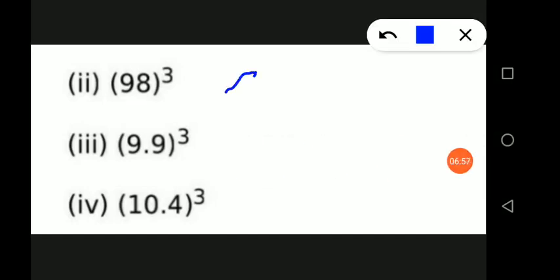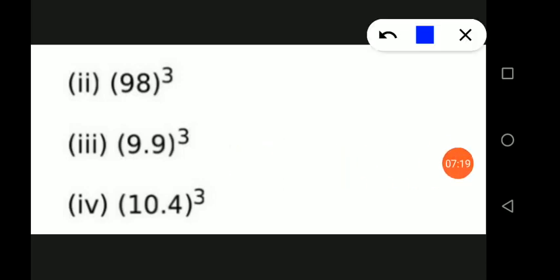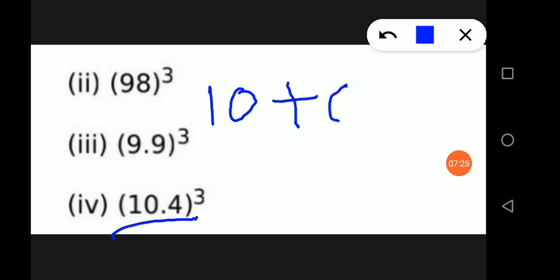In the third part, 9.9 can be written as 10 minus 0.1. So our A will be 10, B will be 0.1, and we will apply the formula A minus B whole cube. In the fourth part, 10.4, we can write 10 plus 0.4, where A is 10, B is 0.4, and then you solve it.